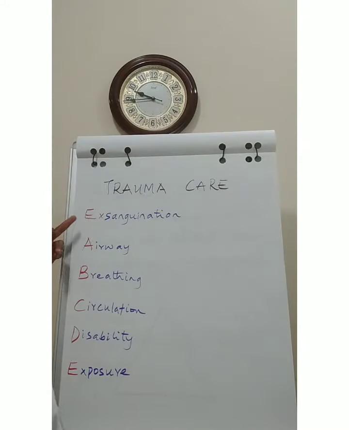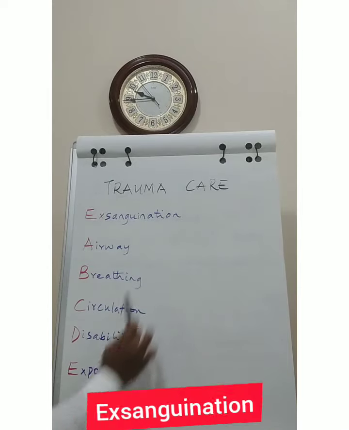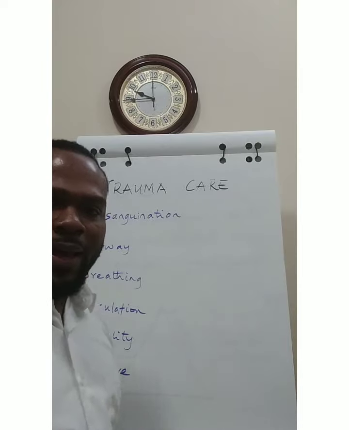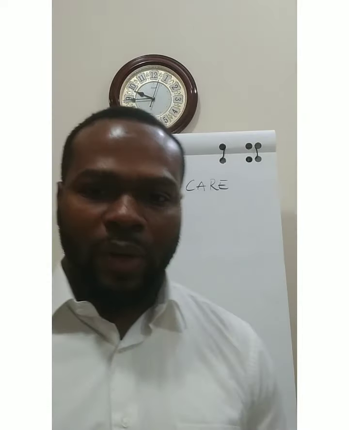And by safety, we do not just mean being in harm's way. We also mean safety when it comes to legal implications of your actions and inactions. So once you have realized that the environment is safe to approach, or the victim is safe to approach, then the first thing you need to evaluate is for exsanguination. Exsanguination is a term we use to describe a situation whereby there is massive blood loss.